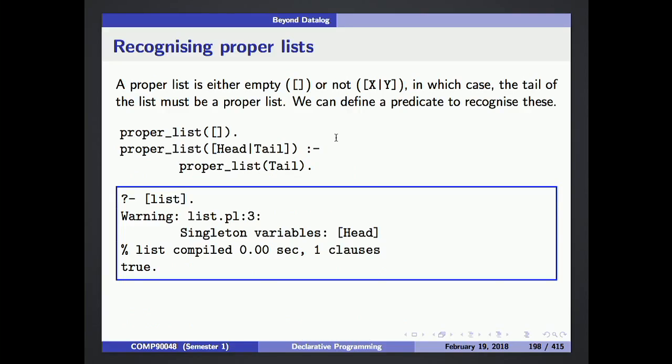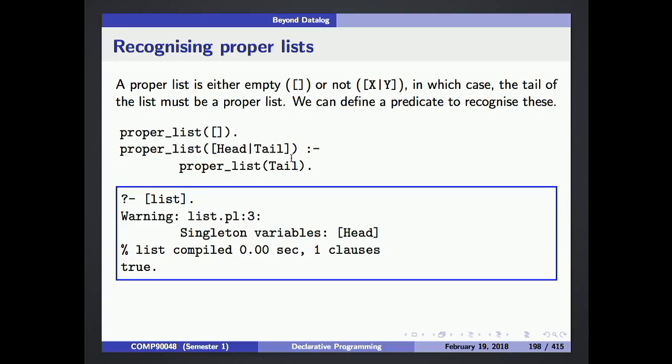So let's start off to write some recursive code. We know that a proper list in Prolog is either empty, or it's a list with an element x and y, which must also be a proper list. So we write this: proper list empty, so we know that the empty list is a proper list. Remember, this is a predicate. This statement is true. And if we have a list of the form head tail, right?